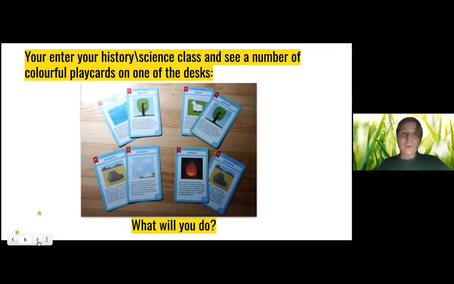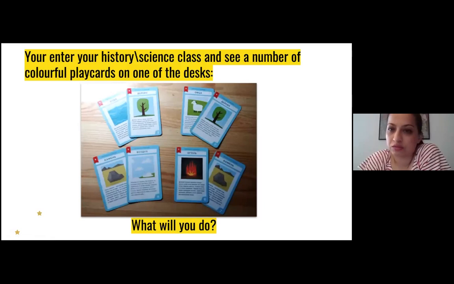So you enter your history, maybe science class, as you wish, and see a number of colorful play cards on one of the desks. You can see water, tree, sheep, stone, air, fire. And the combinations of them, or they are just scattered. So what will you do with them?